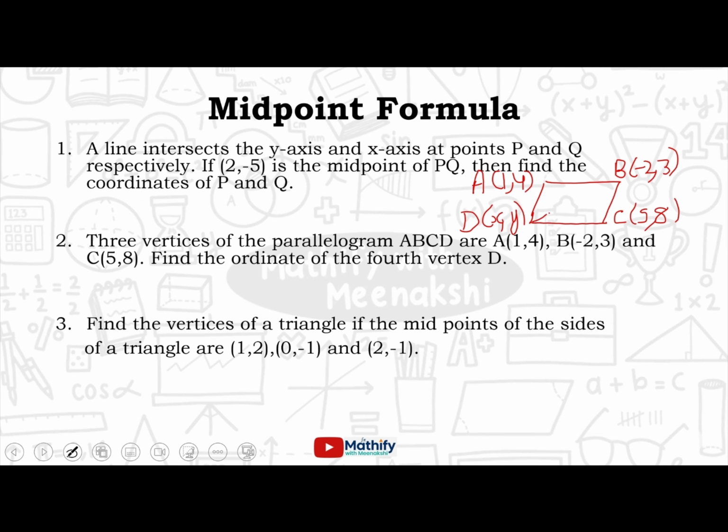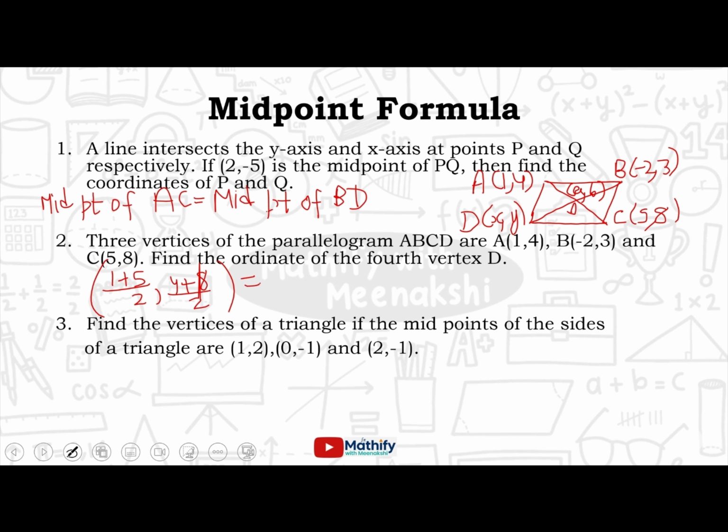Now you know that whenever a parallelogram comes, its diagonals bisect each other. Using this property you can always say that the midpoint of both the diagonals is the same. Midpoint of AC and midpoint of BD is the same. So again we'll use the midpoint formula here. What is the midpoint of AC? That's (1 + 5)/2, comma (4 + 8)/2.